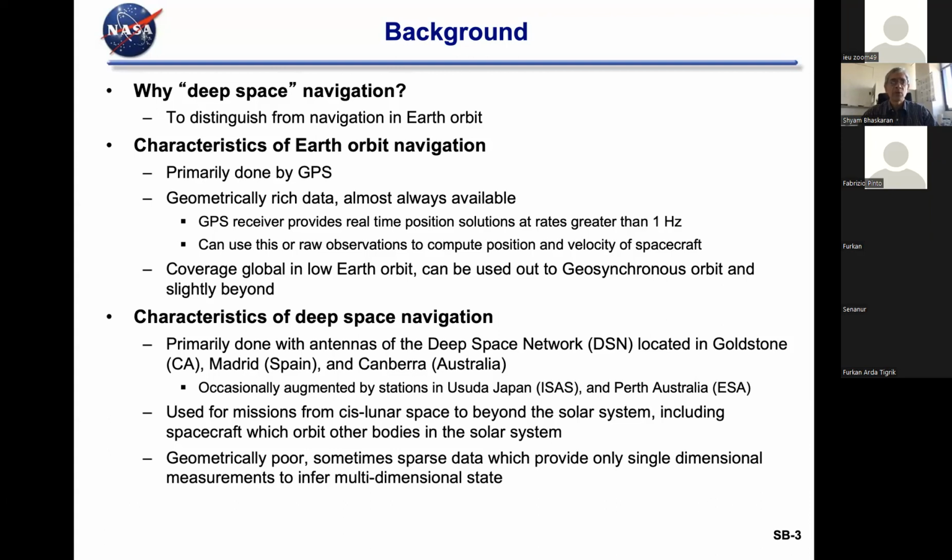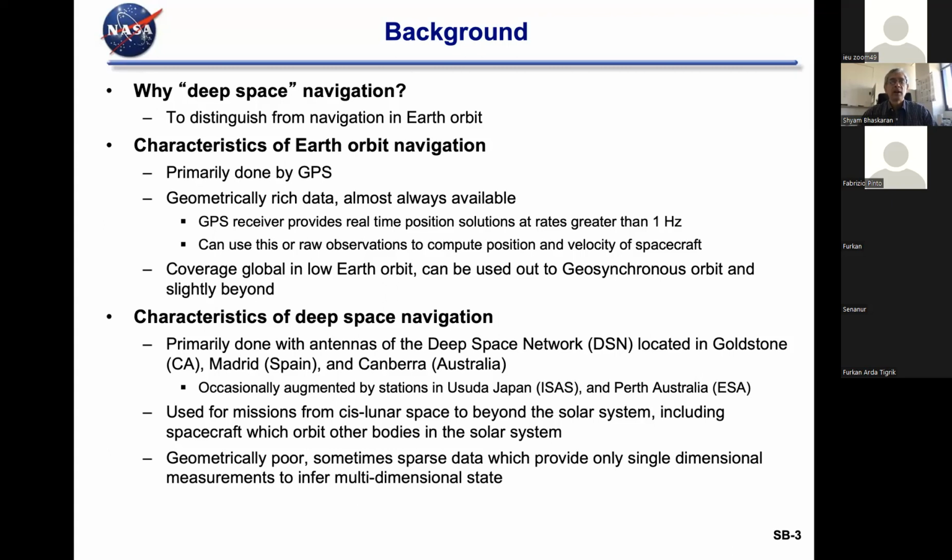The GPS receiver provides real-time solutions at a very high frequency. And if you string a bunch of positions together, the GPS gives you the position, and you can get the velocity of your spacecraft also. So GPS is great for global coverage in low Earth orbit, and can be used all the way out to geosynchronous orbit and even beyond. People can even think that perhaps you can do GPS at the moon as well. But once you go beyond that, lunar distances and beyond, you don't have GPS anymore. So now we go to what I call deep space navigation, which is a very different process than using a GPS receiver on the Earth or in Earth orbit.